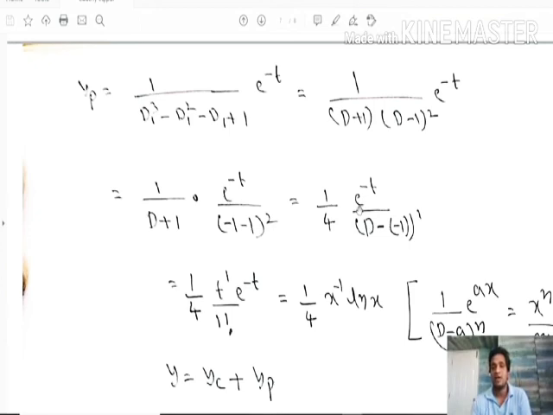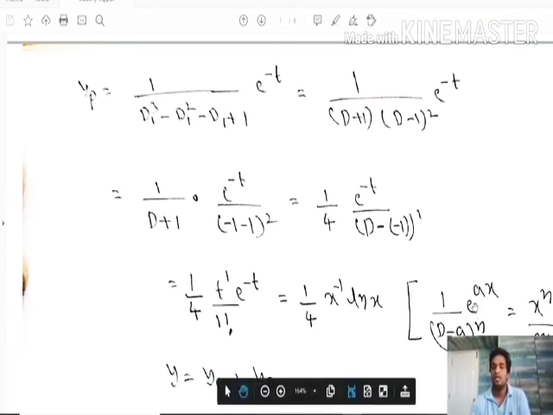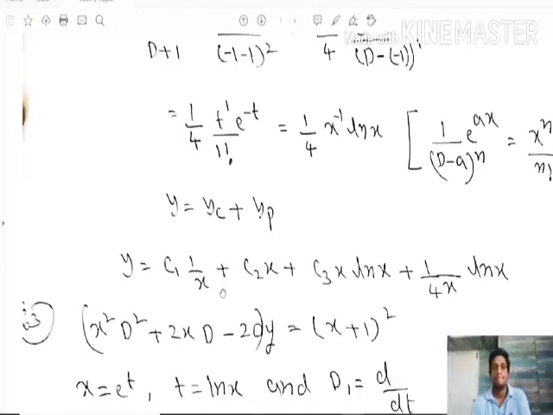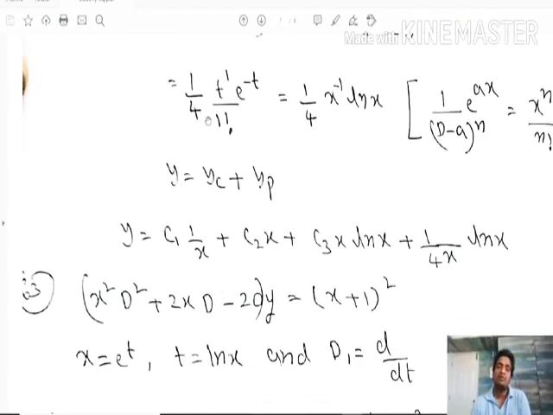See here, it is in the form of 1 by d minus a whole power n into e power ax. If I substitute here, it becomes 0. Then the formula is x power n by n factorial into e power ax. That means here the total power of this term is 1. So 1 by 4. So the value becomes 1 by 4 into t power 1 by 1 factorial e power minus t.